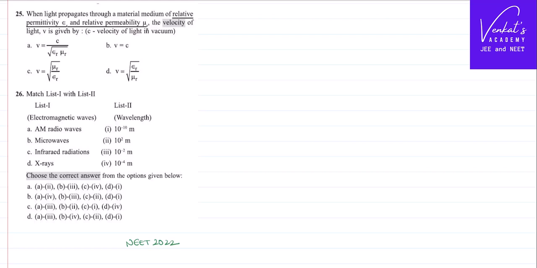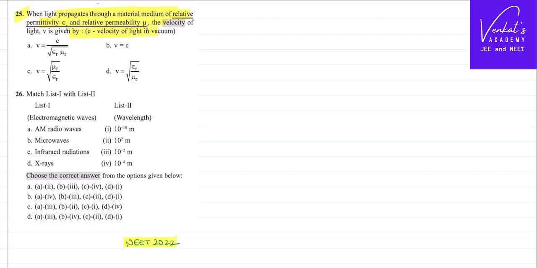Here in this video, we are solving two questions that appeared in NEET 2022 in electromagnetic waves, a simple, small chapter. Let me start with the first question, 25. When light propagates through a material medium of relative permittivity epsilon r and relative permeability mu r, what is the velocity of that light in that medium?